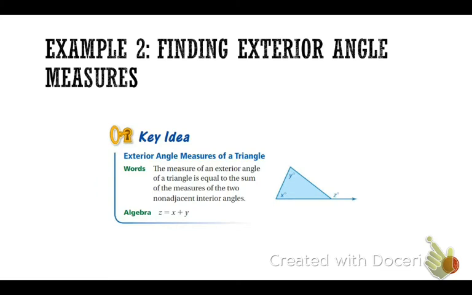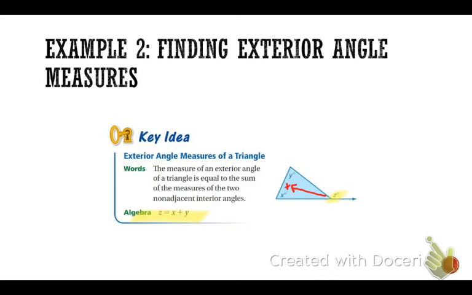Finding now an exterior angle measure. There's a really nice shortcut. Don't y'all love shortcuts? Okay. So here's how it looks algebraically. Z equals x plus y. You say, what? Okay, look at where z is. Do y'all see where z is? It's on the outside. Z equals x plus y.